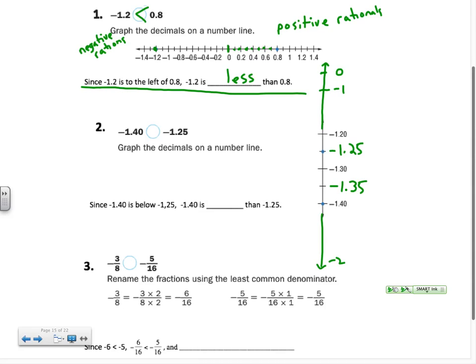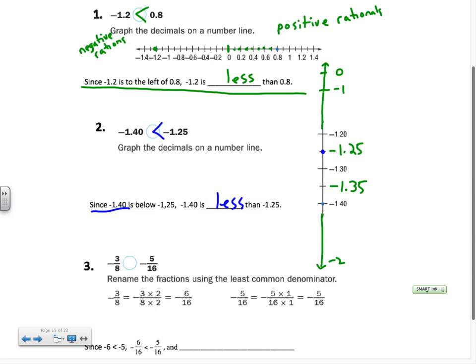So again, I'm just giving you a perspective on where these numbers fall on the number line. Which one is closer to 0? That's the greatest value, and we can see they graphed it in a blue dot right here. It's negative 1 and 25 hundredths. So since negative 1 and 40 hundredths is below negative 1 and 25 hundredths, negative 1 and 40 hundredths is less than negative 1 and 25 hundredths. And then I can go up here and put my less than sign.